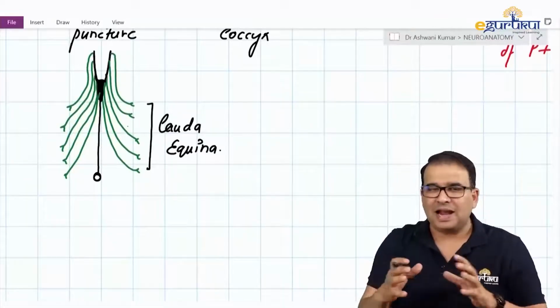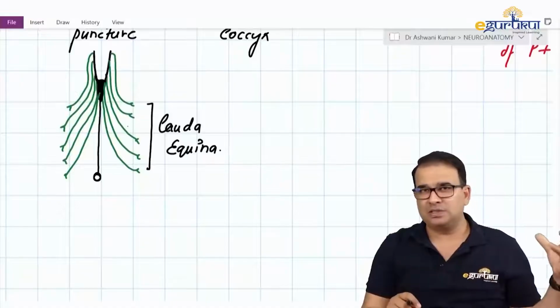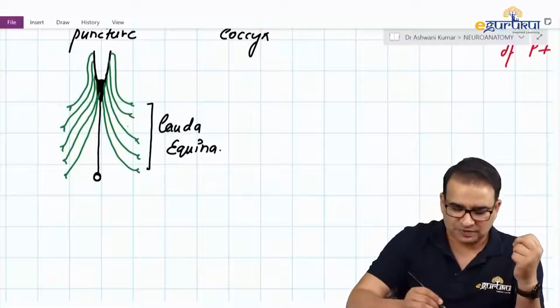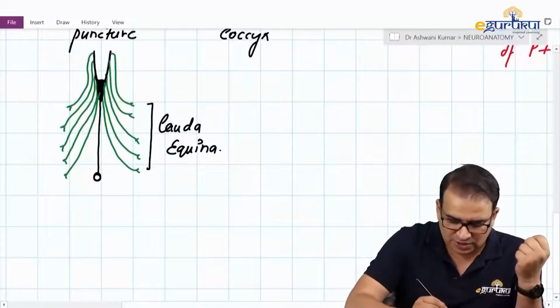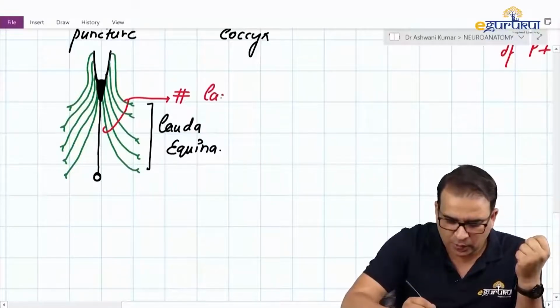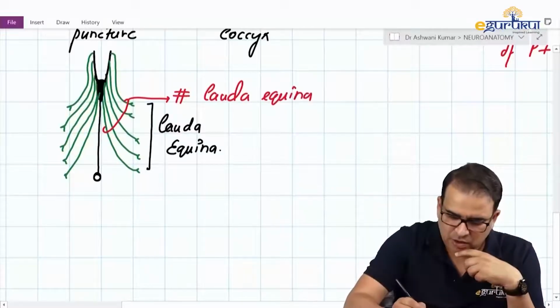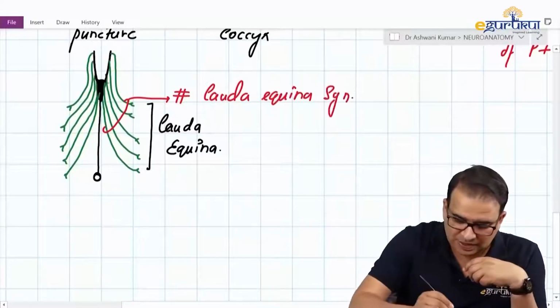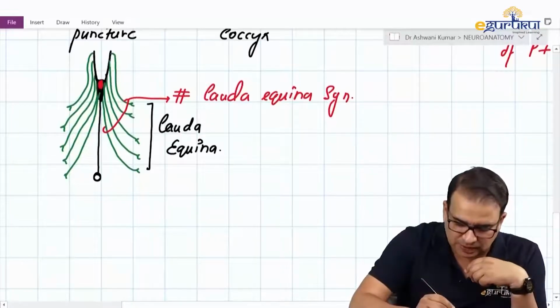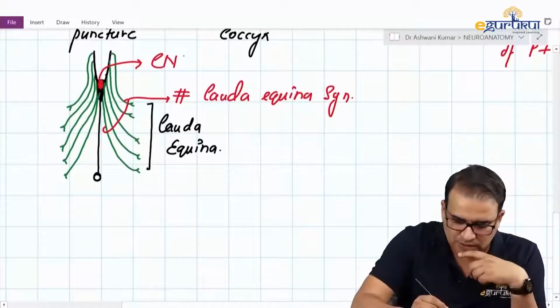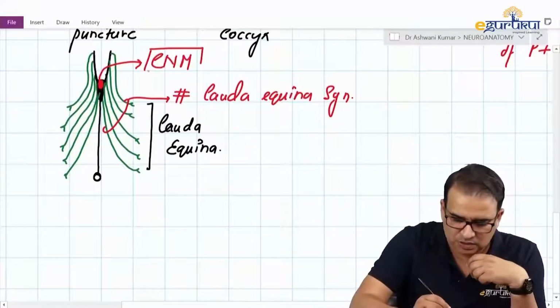So knowing the anatomy of this part is very important to understand one syndrome we'll discuss a little later, that is called cauda equina syndrome. If the injury is to this part only, obviously we'll call it what? Cauda equina syndrome. That will be a cauda equina syndrome. But if the injury is here in this part, then we call it what? That is the conus medullaris syndrome. I'm writing CMS, that is conus medullaris syndrome.